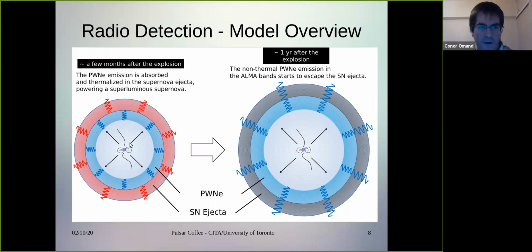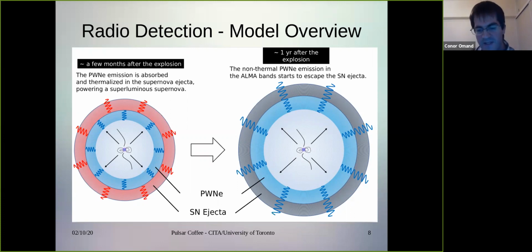So the radio and millimeter detection model is like this. At the very beginning, the ejecta is optically thick in every band. And so all of the pulsar wind nebula emission is thermalized in the ejecta and re-emitted. And this is how you power the superluminous supernova. And then after some time, which depends on the frequency of the radiation, you can start to have the pulsar wind nebula emission leak through. So what we want to do is find what this time scale is, and whether enough emission leaks through to be detectable.